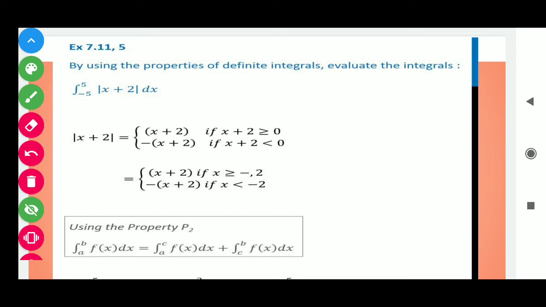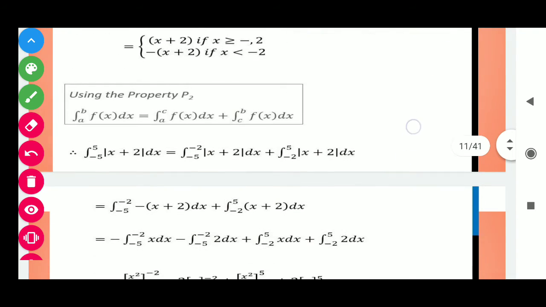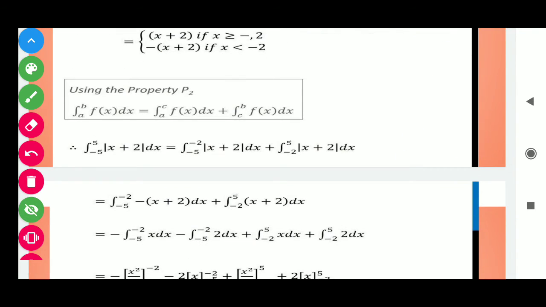Now students, by using the property of splitting of integral, integral a to b f of x dx equals a to c plus c to b, where point c lies within the limit. So students, in this way we can write this as minus 5 to 5 modulus x plus 2 with respect to x, as minus 5 to minus 2 with the same integrand, and minus 2 to 5 with the same integrand.